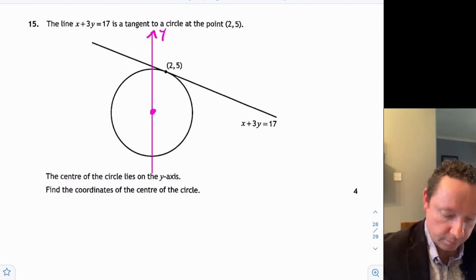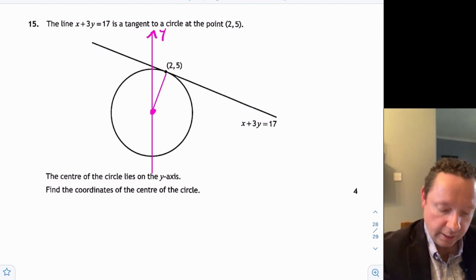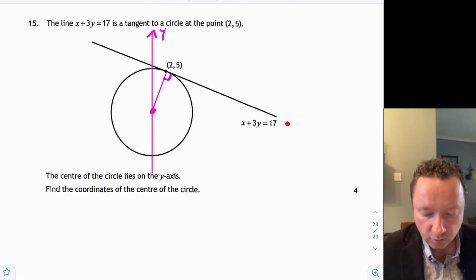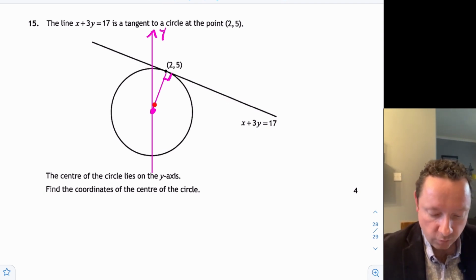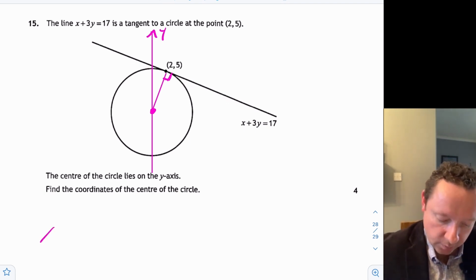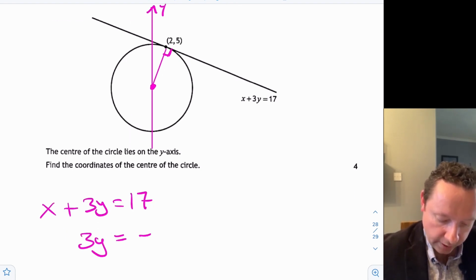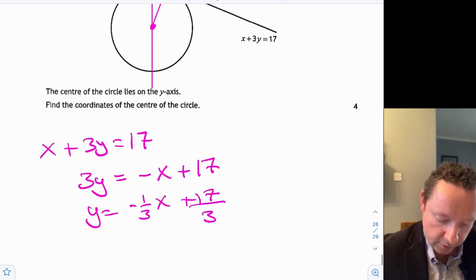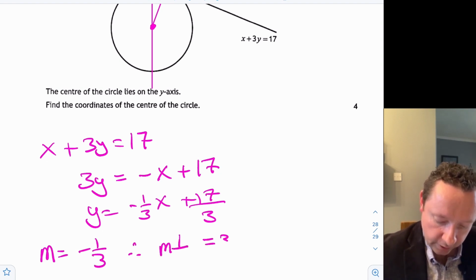Where's our centre here? We know that the radius meets the tangent at right angles. So if I knew the gradient here, I would automatically know this. Let's start on that point. We've got x plus 3y equals 17. 3y then equals minus x plus 17. y equals minus a third of x plus 17 over 3. The gradient of that is minus a third, and therefore the gradient of the perpendicular is 3, because m1 times m2 equals minus 1.